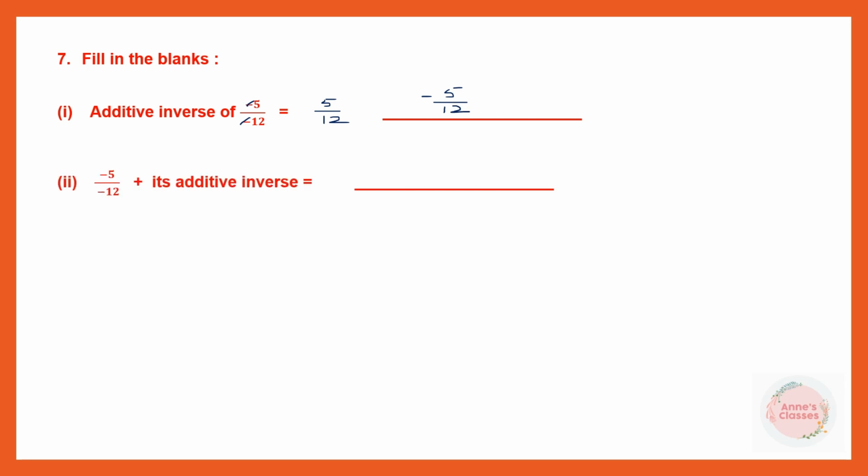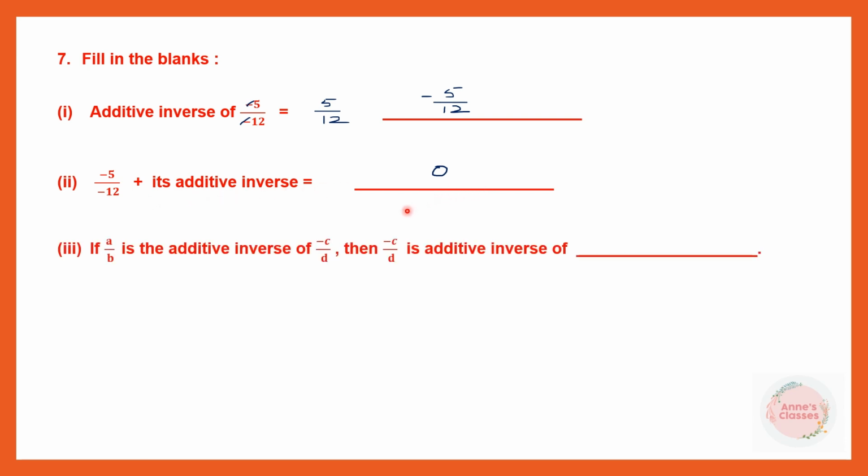Question 2, minus 5 by minus 12 plus its additive inverse. Now the additive inverse is this. So this plus this is equal to 0. Okay, that's why it's called the additive inverse. When you add up a rational number and its additive inverse, your answer will be 0.